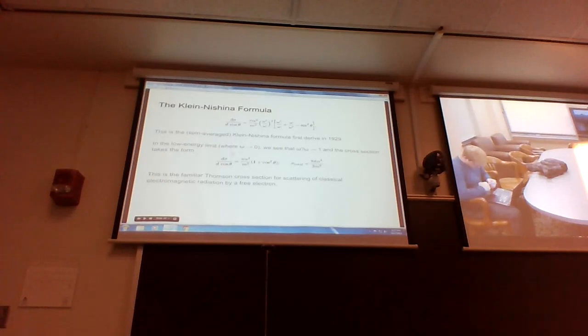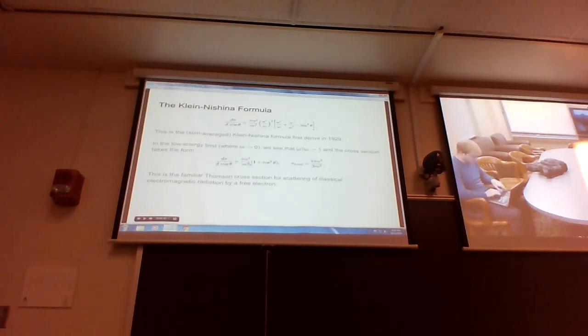This should also look familiar, either from modern physics class or from E&M, because it's the, I should put it in quotation marks, Thomson scattering cross section. Thomson scattering is scattering classical electromagnetic radiation by a free electron. So you should be able to flip into the index of Jackson, look up Thomson scattering, and you should hopefully see these formulas.